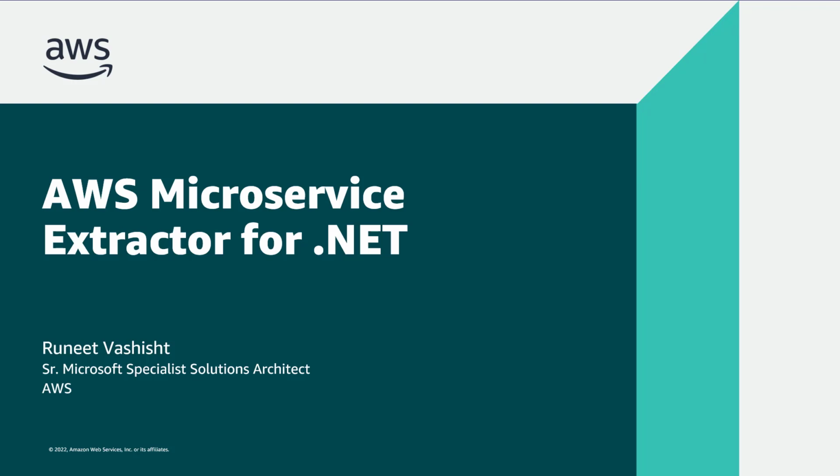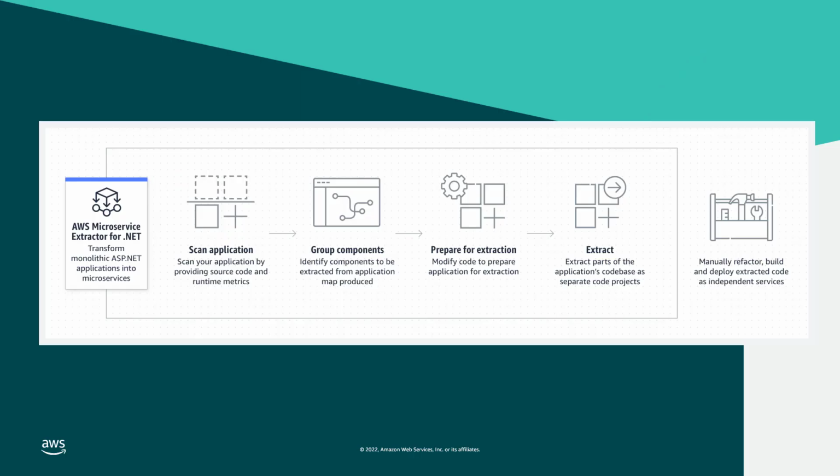In this session, I'm going to talk about AWS Microservice Extractor for .NET. AWS Microservice Extractor for .NET simplifies the process of refactoring your application into independent services. It is an assistive tool that analyzes source code and runtime metrics to create a visual representation of your application and its dependencies. It combines data from code analysis and runtime profiling to create a graph that shows the metrics and dependencies for each component. This graph eliminates the need to manually correlate the outputs of various tools to perform code and runtime analysis.